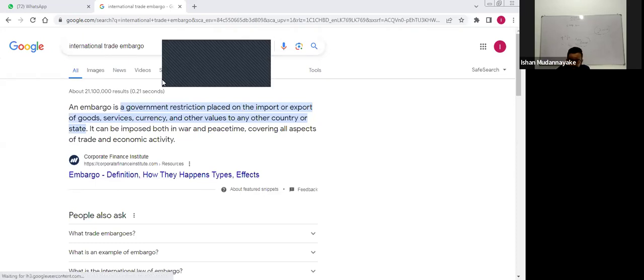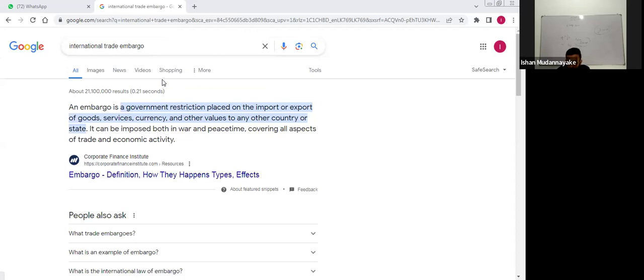Can you see the screen sharing? Abdullah, can you see the screen sharing? Yes, sir. Sanija, can you see?